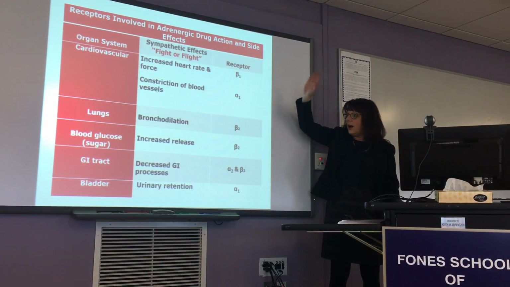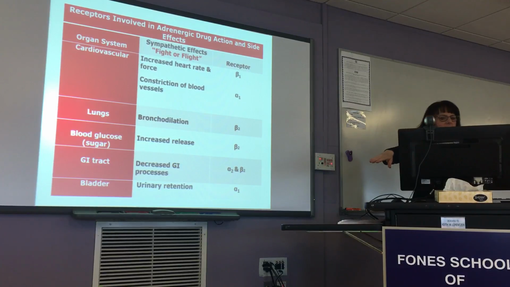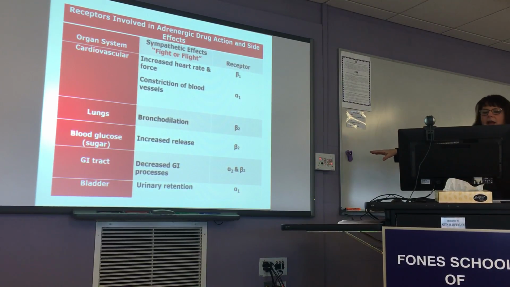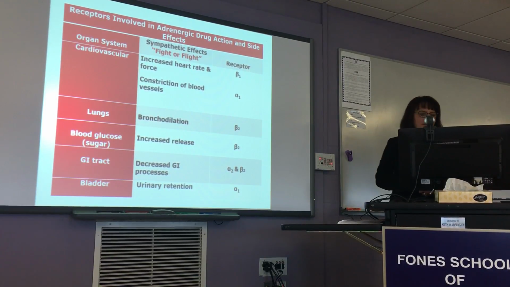Beta 1. How many lungs do we have? 2. Beta 2, okay? Our blood glucose, okay? So where does glycogenolysis take place? Liver? Liver, okay? It is a beta 2, okay? Increased release of blood glucose, okay? That is an adrenergic sympathetic effect.